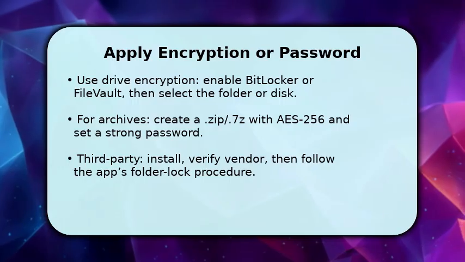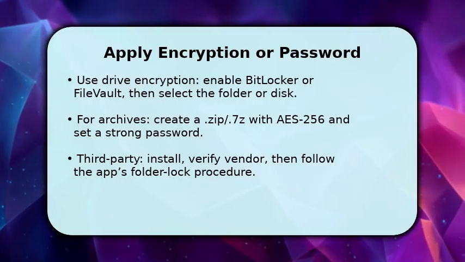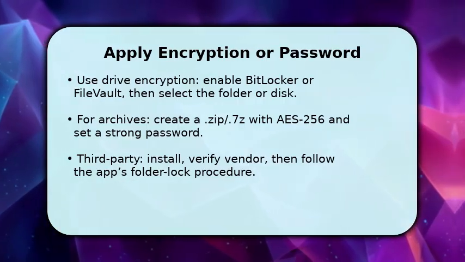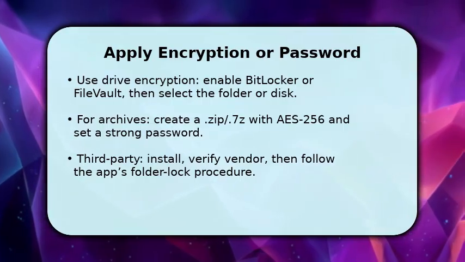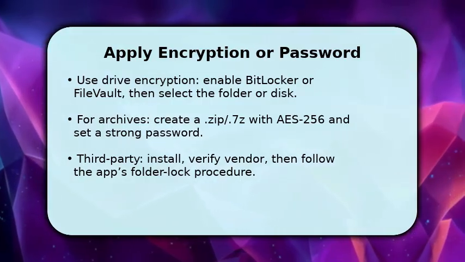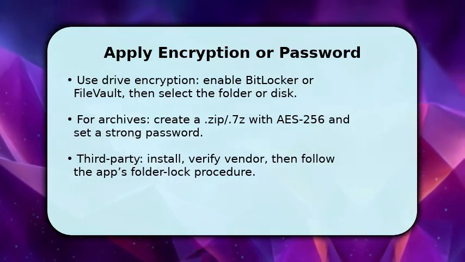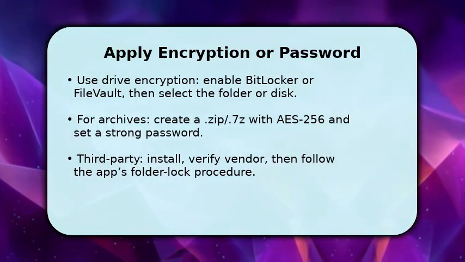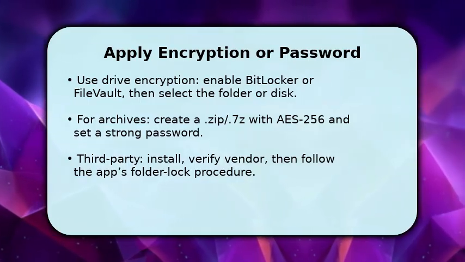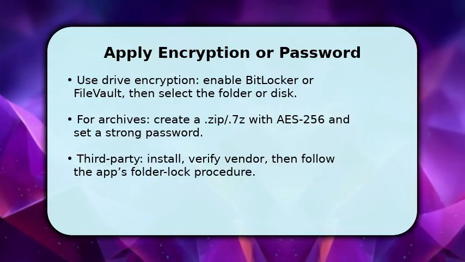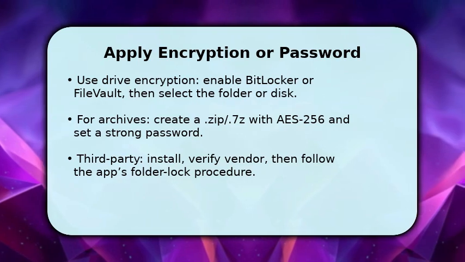Now you execute the chosen method. If using system encryption, enable BitLocker or FileVault and apply protection to the drive or container where the folder resides. This secures it at rest. If you prefer an archive, create a zip or 7z and choose AES-256, then set a memorable but strong password. For third-party tools, install from a trusted source, verify the signature, and follow the tool's lock container process. Make sure to confirm the folder is inaccessible without the key.